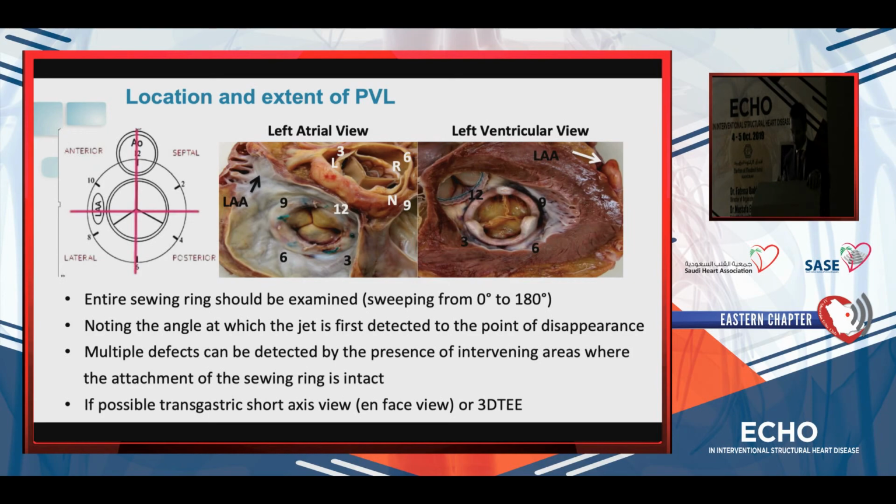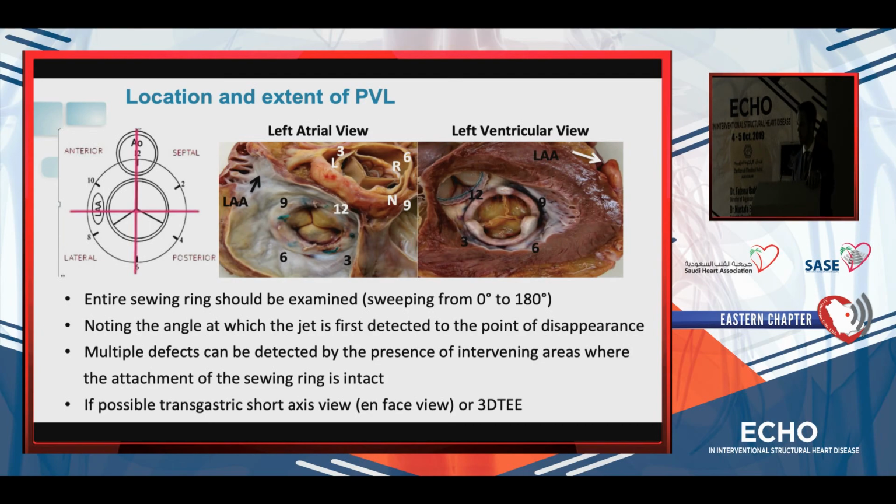And I'll have a lecture later on about paravalvular leakage, but just in short, if you do a TEE for this, you do a complete sweep around from 0 to 180 degrees. Keep your probe fixed, because this is really crucial to get an idea how big this paravalvular leakage is.